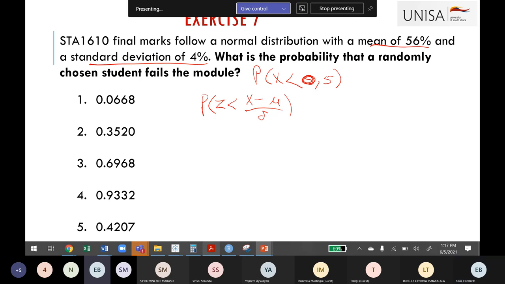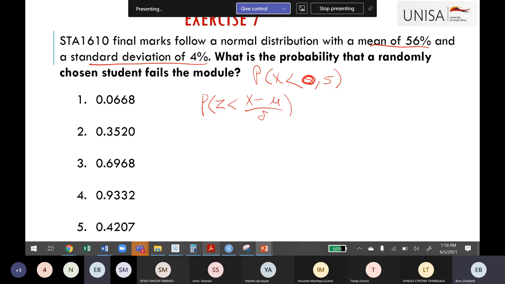Yes, okay, I use 0.5. Yes, it's 0.5 because it's 50%. A pass mark is 50%, which is 0.5. But if I use 0.5 for my X now, it's the one that confuses me. No, it doesn't come out.